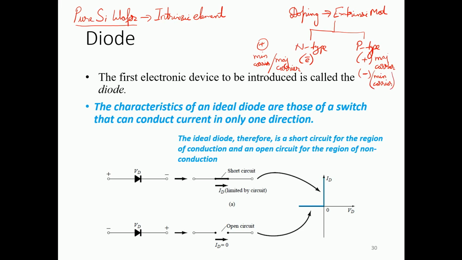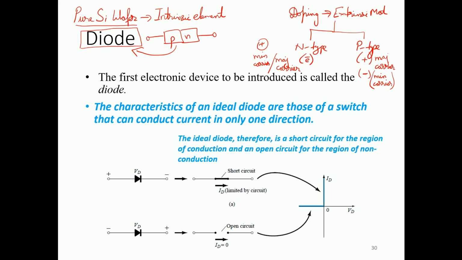Now, what happens if we join the N-type and P-type material together? If we do so, we create our first basic electronic device known as a diode. If we have a P-type material and we join it with an N-type material, we create our first electronic device, a diode. So how can we represent it mathematically and symbolically? We'll look into this in this lecture series.